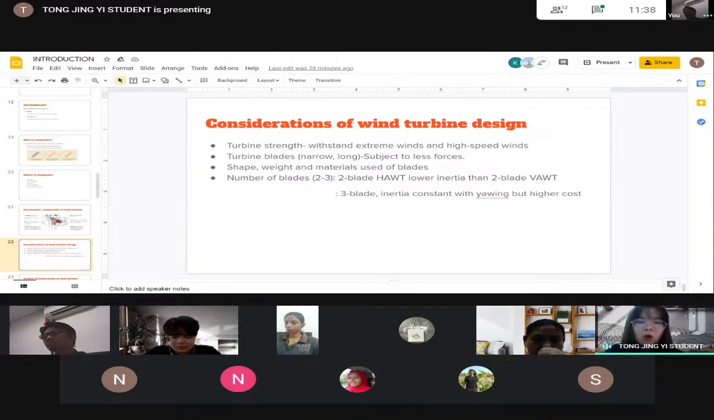So next are the considerations of wind turbine design. First is the turbine strength. The wind turbine should withstand extreme winds and high-speed winds, and the turbine blades we normally choose are narrow and long for modern turbines because they are subject to less force. The shape, weight, and materials of the blade are also considered, and the number of blades is normally 2 to 3. A 2 blade horizontal axis wind turbine has a lower initial cost than a 2 blade vertical axis wind turbine, and for the 3 blade, the initial cost is constant with yawing, but it will be higher.